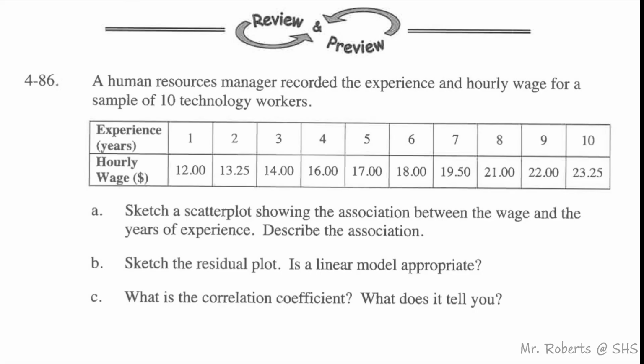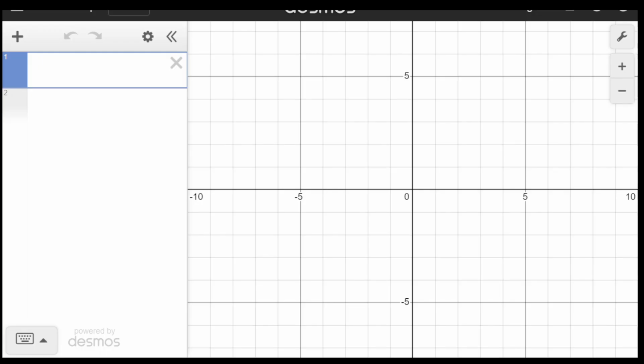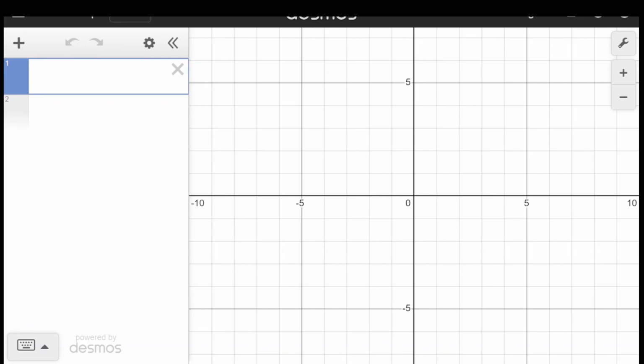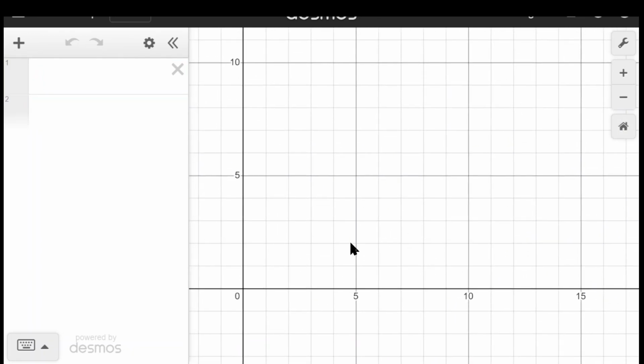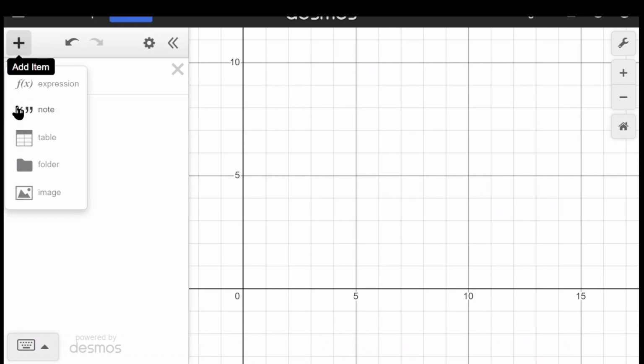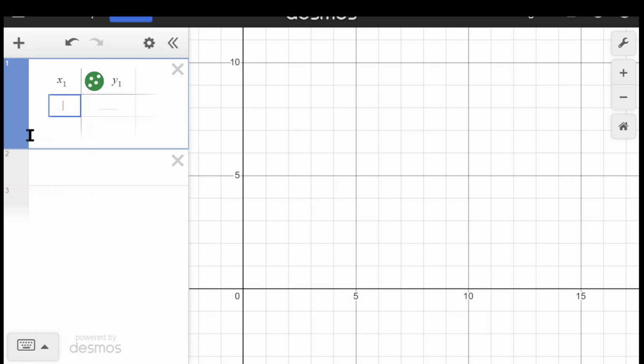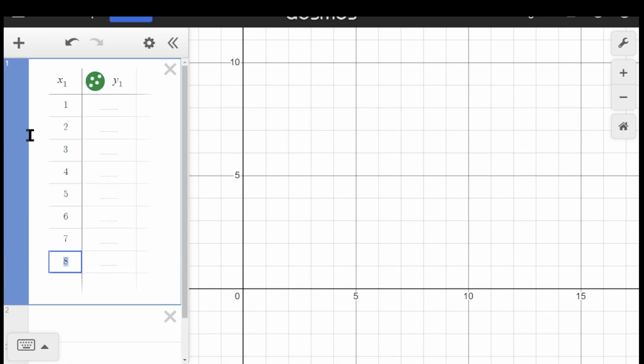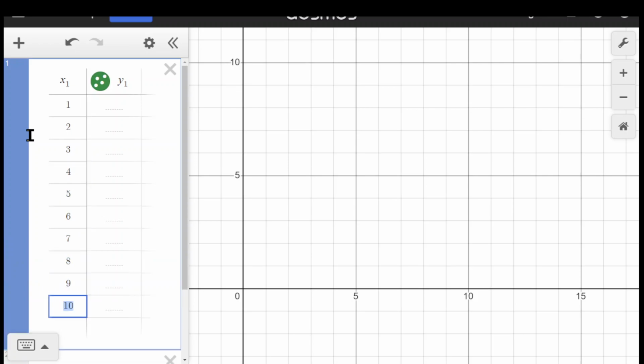Without clicking on anything in the ebook, I'm just going to jump to Desmos. Inside of Desmos, we'll start by entering our table. Remember, to enter some data, we just hit plus and choose a table. My table has some X's. The X's are years of experience. I'm just going to type 1, 2, 3, 4, 5, 6, 7, 8, 9, and 10.